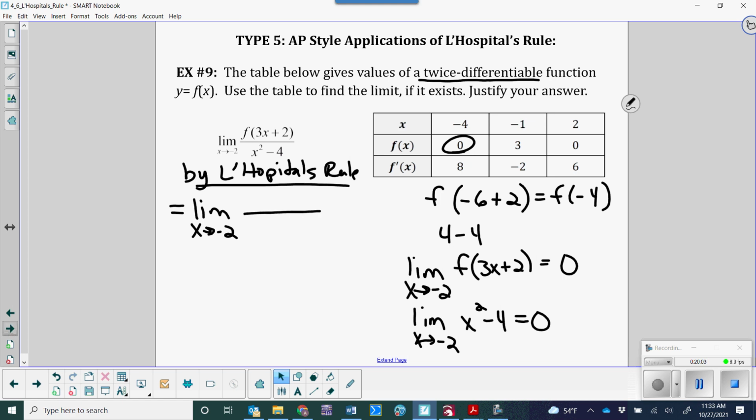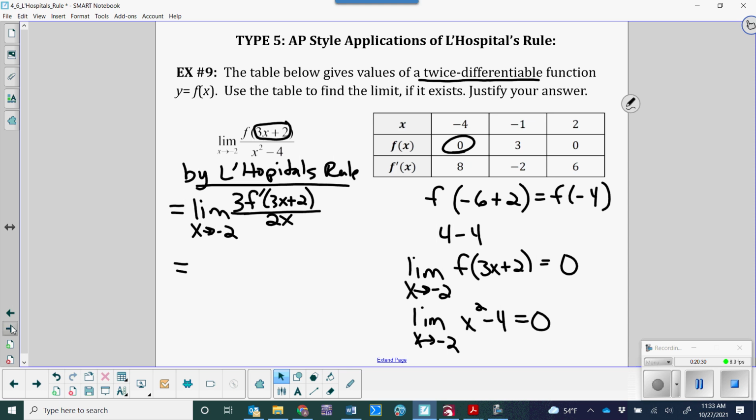So the derivative of the top would be the derivative of 3x plus 2 times the derivative of the inside, because clearly the inside is not plain x. So that would just be times 3. So I'm just going to stick it in front. And the bottom's derivative is 2x. So clearly I will not get another indeterminate form here because the bottom is -4. So I'm just going to go ahead and plug stuff in.